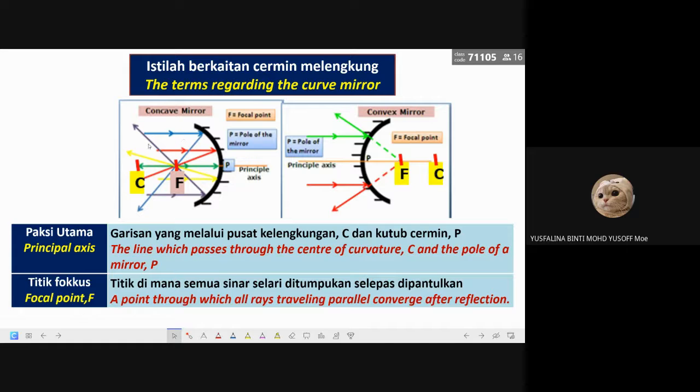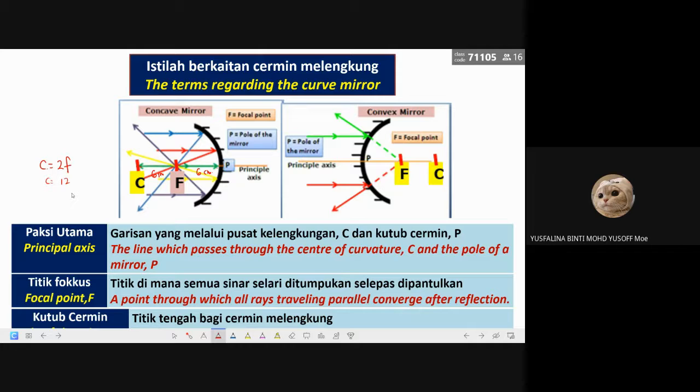So here, this is for the convex lens and this is for the convex mirror. So this is the focal point, and from here to here, we call it the focal length. And C is actually equal to 2F. So let's say the length is 6 cm, and this one also should be 6. So C equals 2F means C is actually 12 cm. So from here to here is 12 cm. So C is equal to 2F.